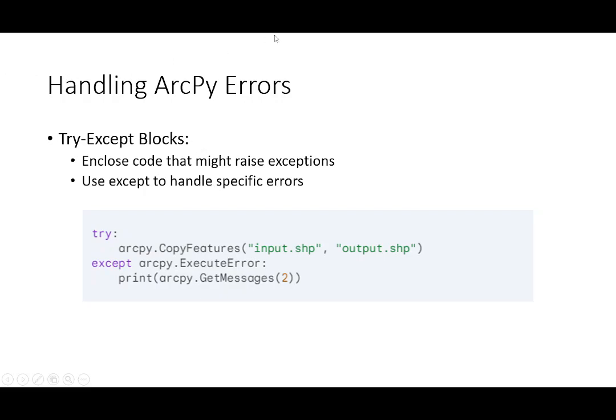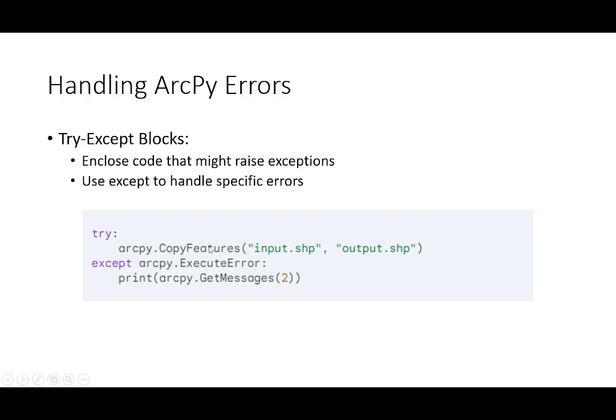So we can handle these ArcPy errors in the try except block, and we can enclose the code that might raise an exception and use the except to handle the specific error. So let's say we get an ExecuteError copying our dataset. Maybe the output already exists. We can have an except arcpy.ExecuteError and then print out the ArcPy message.